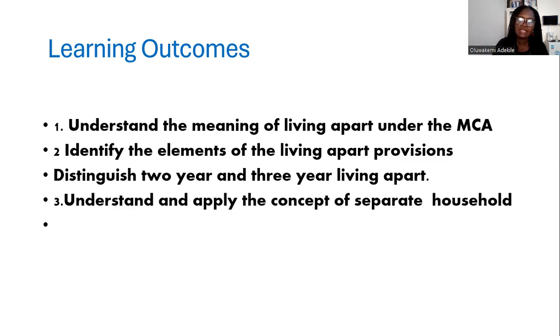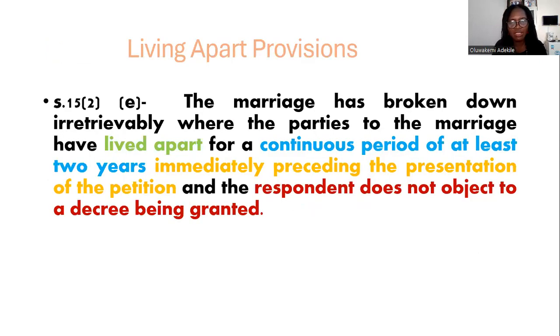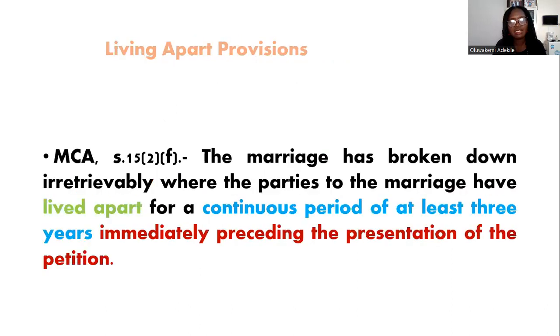The provision of section 15(2)(e) of the Matrimonial Causes Act of 1970 provides that the marriage can be held to have broken down irretrievably where the parties of the marriage have lived apart for a continuous period of at least 2 years immediately preceding the presentation of the petition, and the respondent does not object to a decree being granted. So those components have been highlighted. Living apart, a continuous period of at least 2 years, immediately preceding the presentation of the petition, and the respondent does not object to a decree being granted.